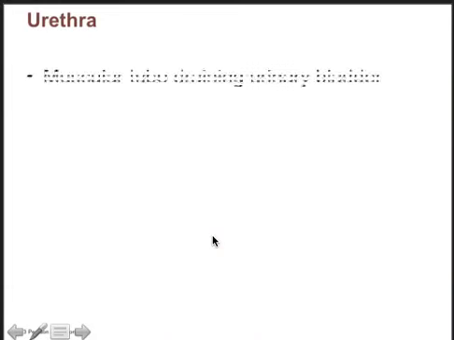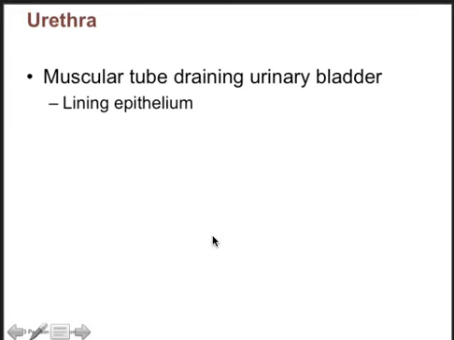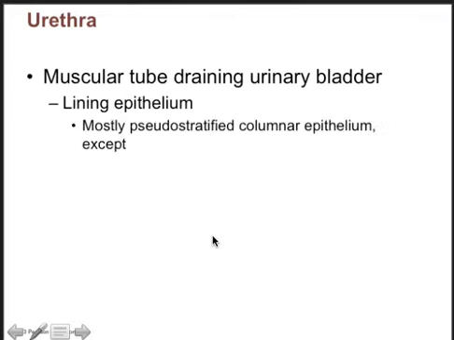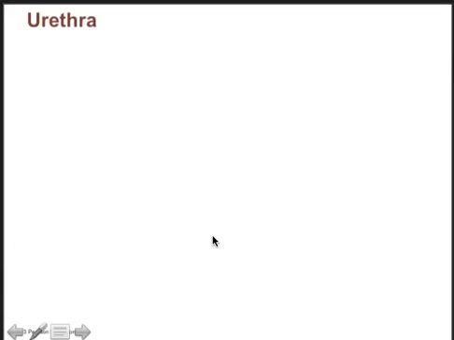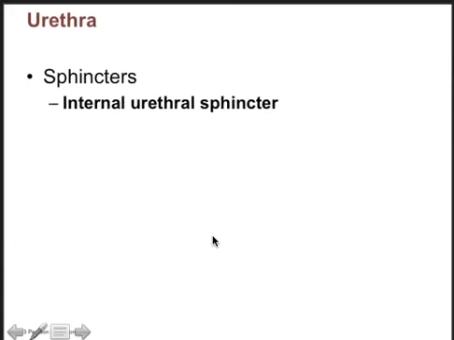So the urethra is a muscular tube that drains the urinary bladder. It has an epithelial lining that's made up mostly of pseudostratified columnar epithelia, except for the transitional epithelia that's near the bladder, which has the ability again to stretch. There's stratified squamous epithelia near the urethral orifice. There are sphincters that control the passage of urine through the urethra.